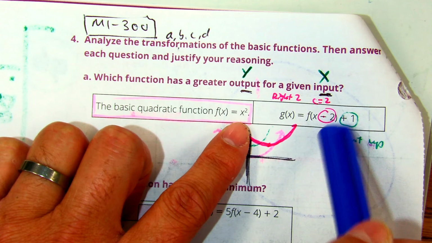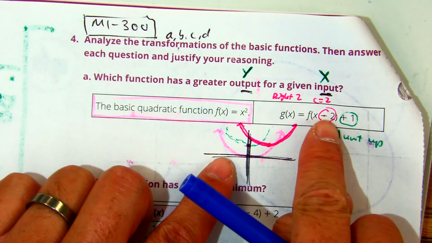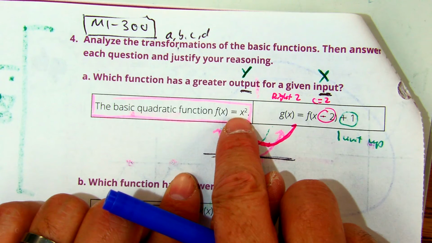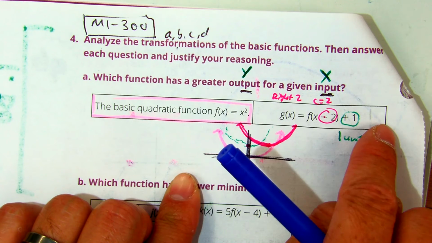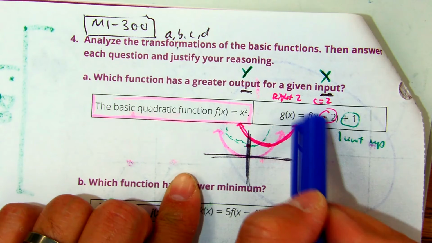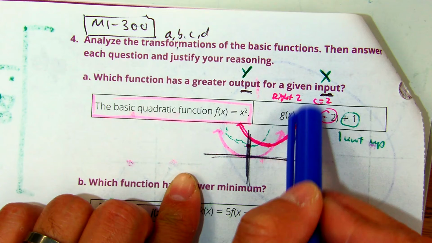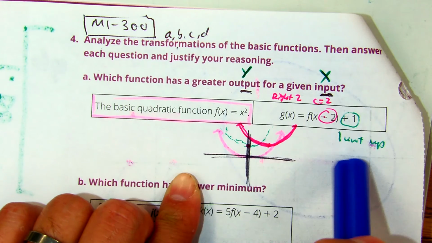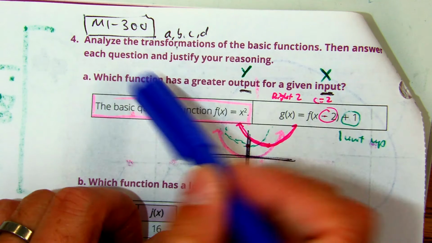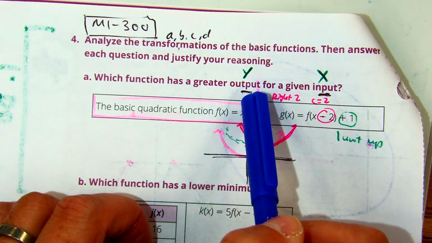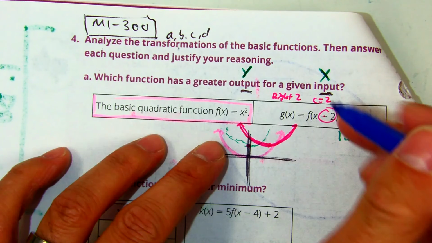So this is a problem where you would take x minus 2 and put in for every x value, and then add 1. So it's essentially, I know you might be thinking that it's linear, but it's still a quadratic with these two transformations. Which function has a greater output? The answer is going to be the right side.